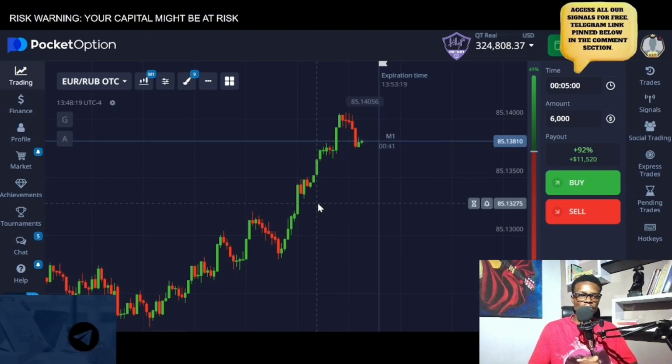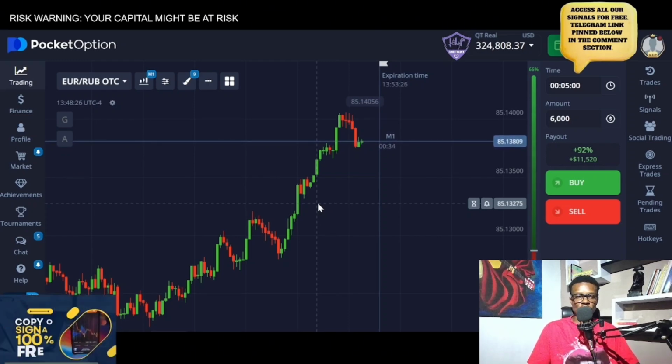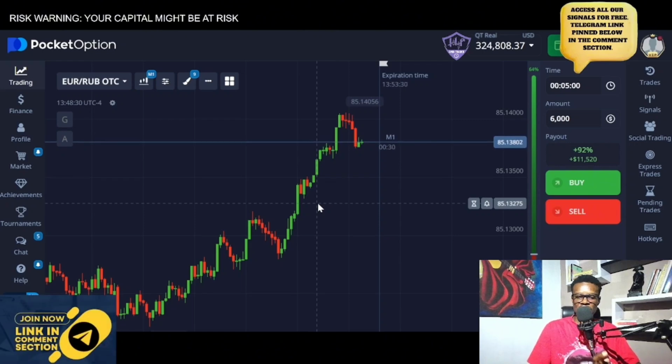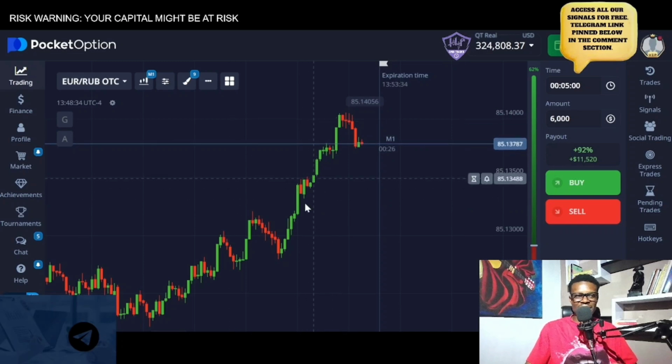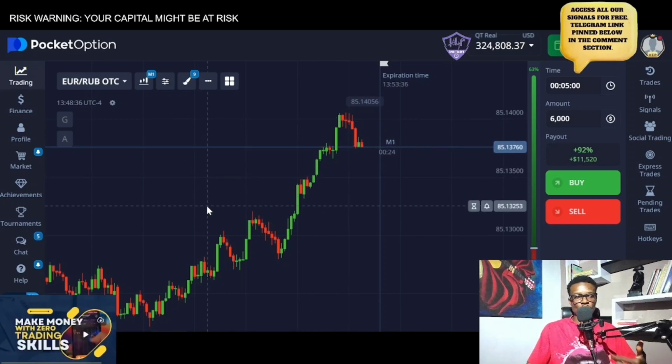But before we do that, understand that we are using no indicator, we are not using a robot, we are simply going to trade through the help of pure price action. That being said, let us get started. The first thing I'm going to do is try to understand the whole trading environment so that you know what we are doing right here.